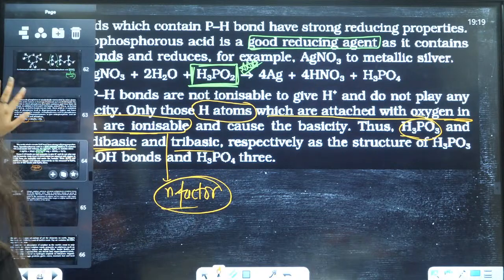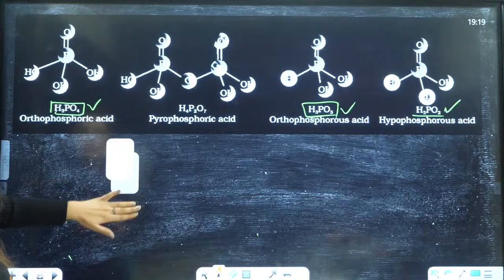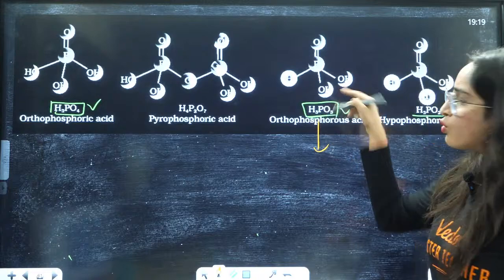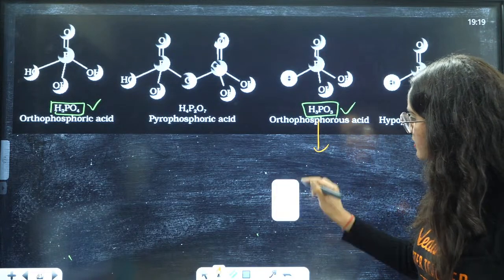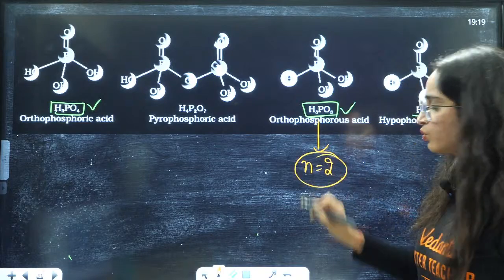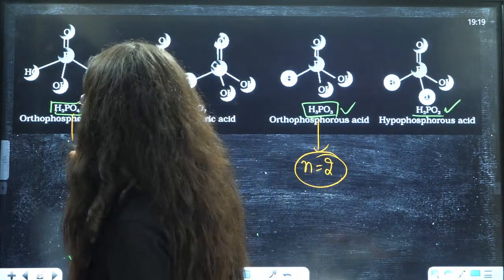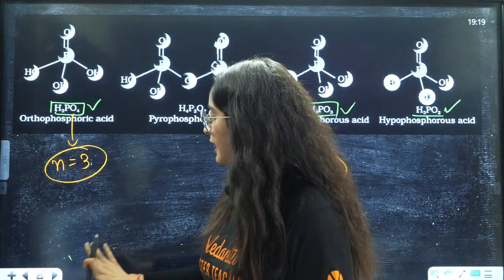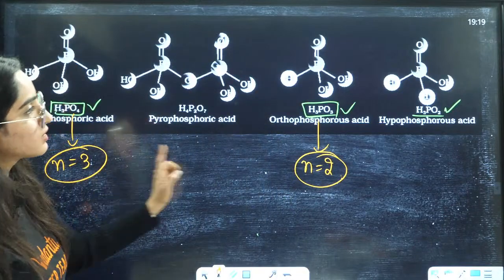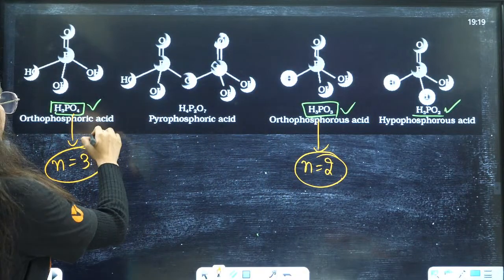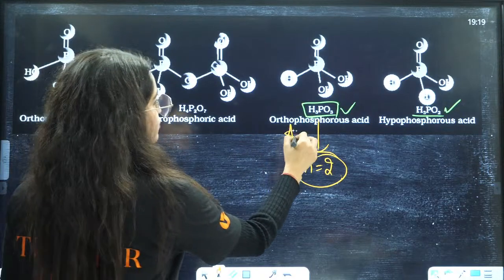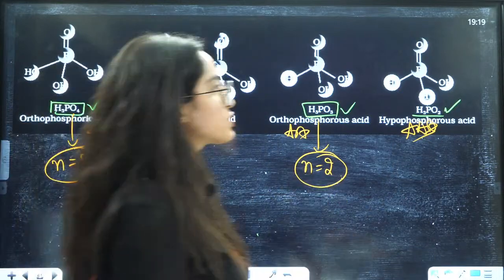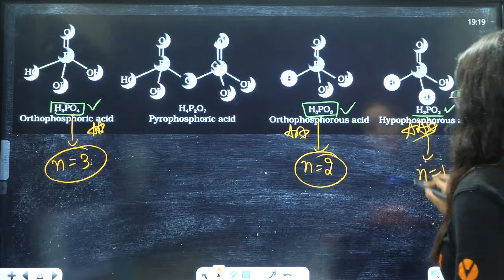So let us see H3PO3. This is H3PO3. Now you have 2 OH bonds. That is why its basicity or its N factor is 2. If you talk about this one, here you have 3 OH bonds. That is why the basicity is 3, which means the N factor or the valency factor is 3 here. That is why I'm telling you that these two are important. Here it is monobasic, the N factor is 1.